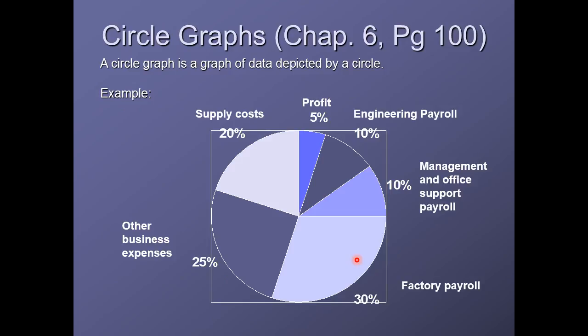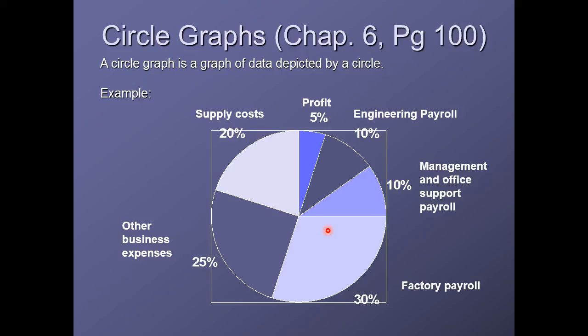This is called a circle graph. Some people call it a pie graph. Okay. In the circle graph, we actually divide the circle into different segments. Okay. Each of the segments actually represents a different part of the data. So we assume that the total circle is 100%.